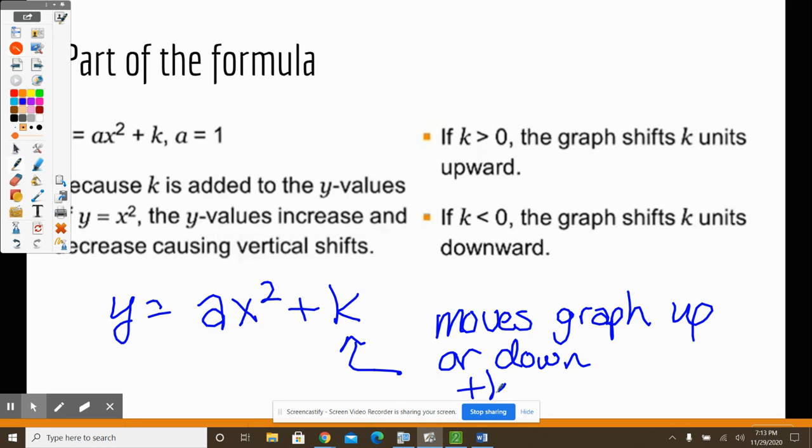If it's a positive k, it goes up. And if it's a negative k, it goes down. And how far does it go? Just k units. Whatever k is, that's how much up or down it moves. And that should make sense.